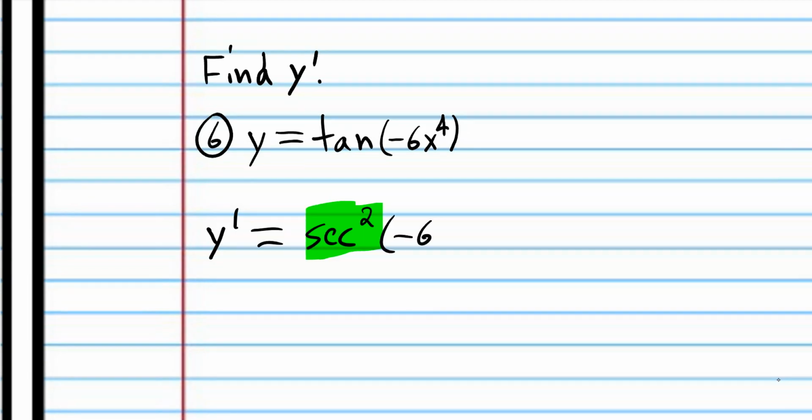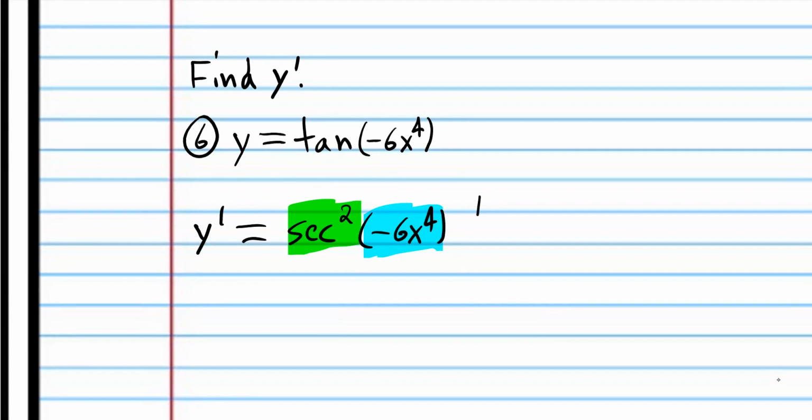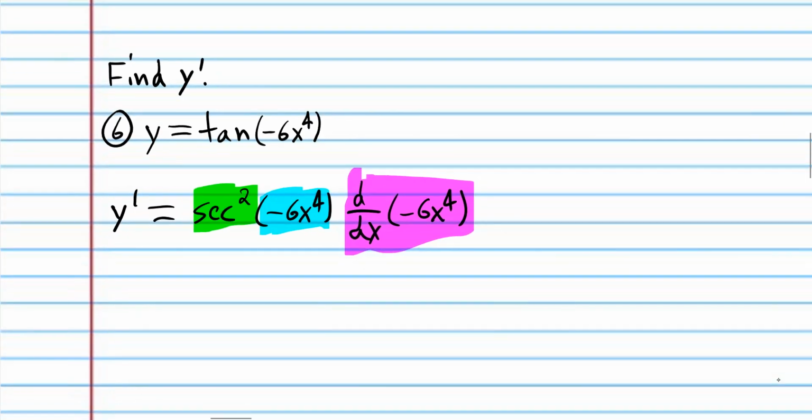While keeping the inside function. That's step number 2. Keep the inside function unchanged. Step number 3, multiply by the derivative of the inside function. That's all the chain rule is. That's all you're doing.